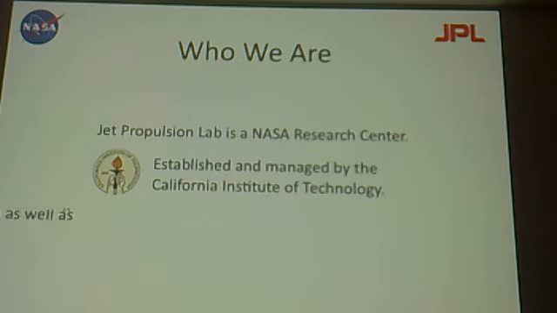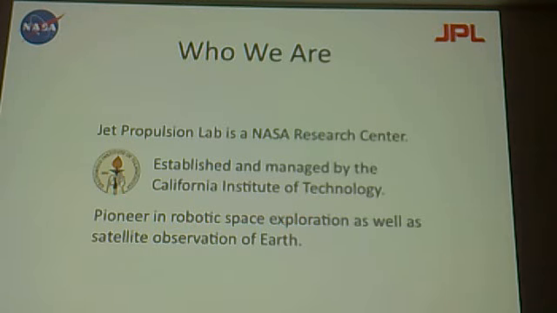So the Jet Propulsion Lab is part of NASA. It was established, and continues to be managed, by the California Institute of Technology in Pasadena, California. Really what we started out doing was building rockets and jet engines, but we transitioned to robotic space exploration fairly early in our history. And we were responsible for everything from the Explorer and Ranger satellites to Viking and Mariner and the interplanetary spacecraft.